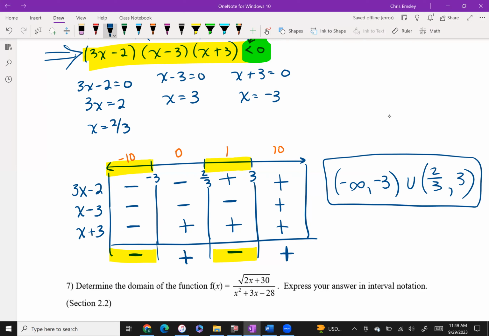And you do have to show some kind of sign chart to justify your answer. You can't just guess at the intervals for this. Make sure you know how to show your work.